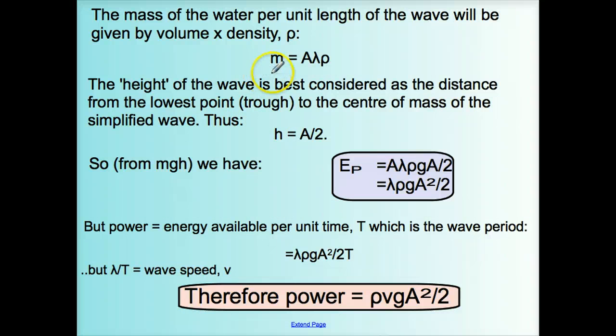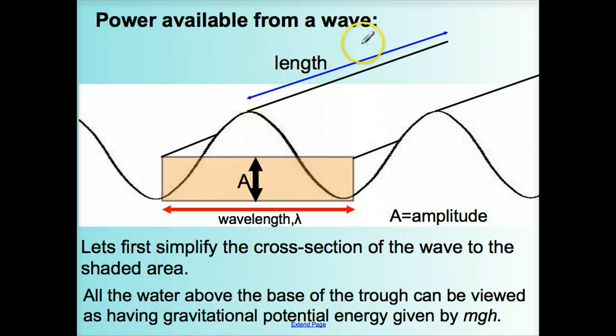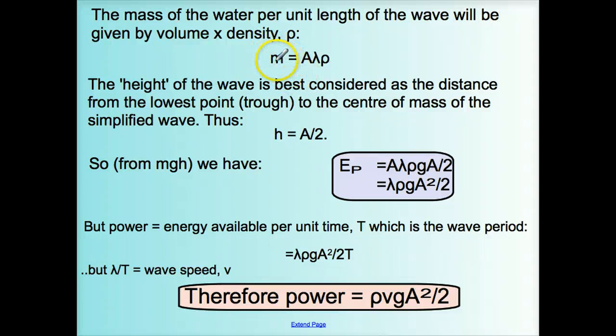So let's have a look. The mass of the water per unit length of the wave would be given by the volume times the density, and we're talking about per unit length now. We're imagining a wave which is a meter wide. So the mass is equal to the amplitude times the wavelength, which gives us the cross-sectional area, multiplied by the density. So that's the volume of a 1 meter length of wave multiplied by the density to give us the mass.